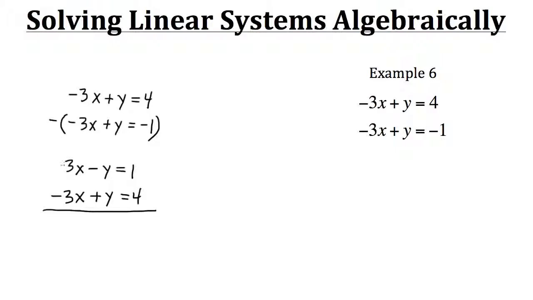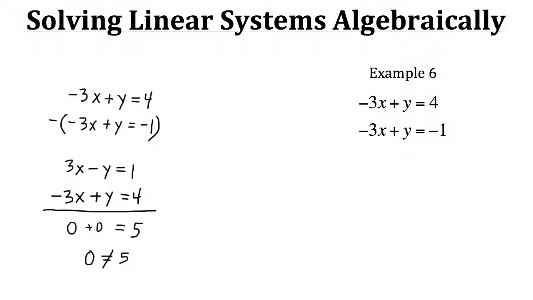So 3x minus 3x will cancel to be 0. And then negative y plus y also cancels to be 0. And then we're left with 1 plus 4 equals 5 on the right side. So here we're left with 0 equals 5. Well, obviously that's not true.